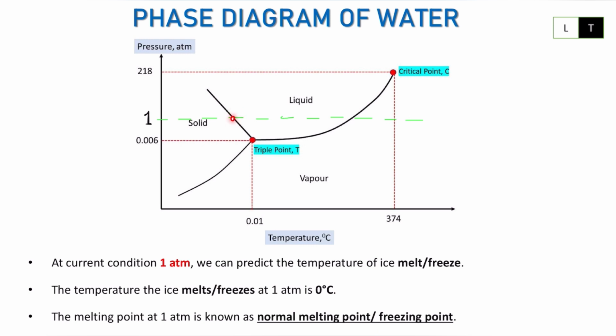So at melting line for this part, saya akan tarik ke bawah. So from this point go down, the temperature will be 0 degree Celsius, just like this one. Okay, 0 here, 0 degree Celsius. So the melting point at 1 atm ni kita panggil apa? Daripada sini turun ke bawah ni, ini kita panggil temperature for the normal melting point ataupun normal freezing point.